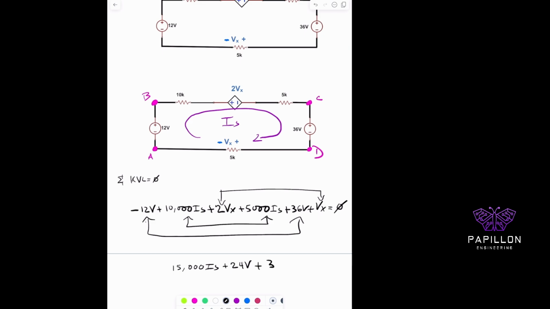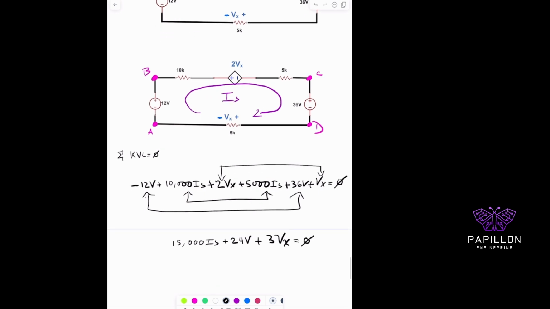So what we end up with is just one equation. Within that one equation, we actually have two unknowns. So something doesn't seem right. One equation, two unknowns, so we have to look for our constraints in our problem.